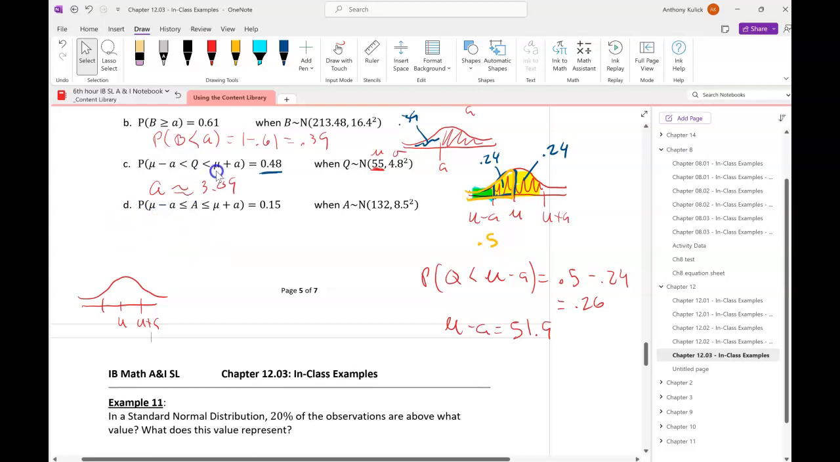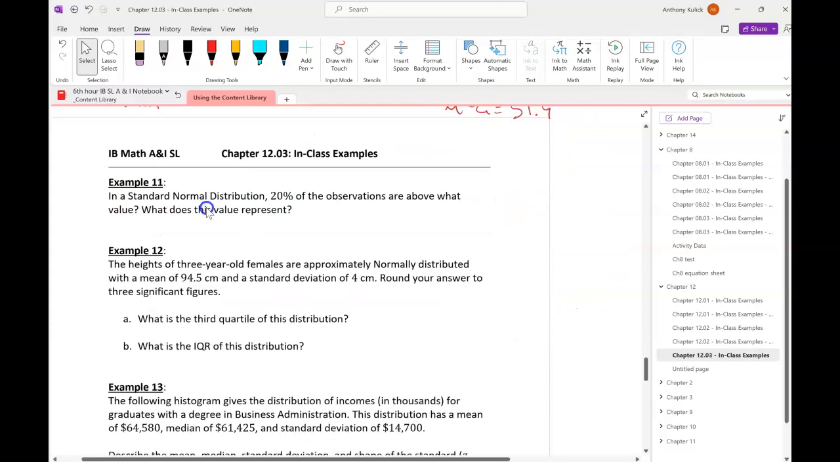Does the or equal to matter for a continuous distribution? No. The reason is, if there's infinitely many values, what's one of those values out of infinity? What's the probability of that happening? 0. So it doesn't matter for a single value. Does that make sense? So again, less than or equal to, less than, whatever, it doesn't matter.